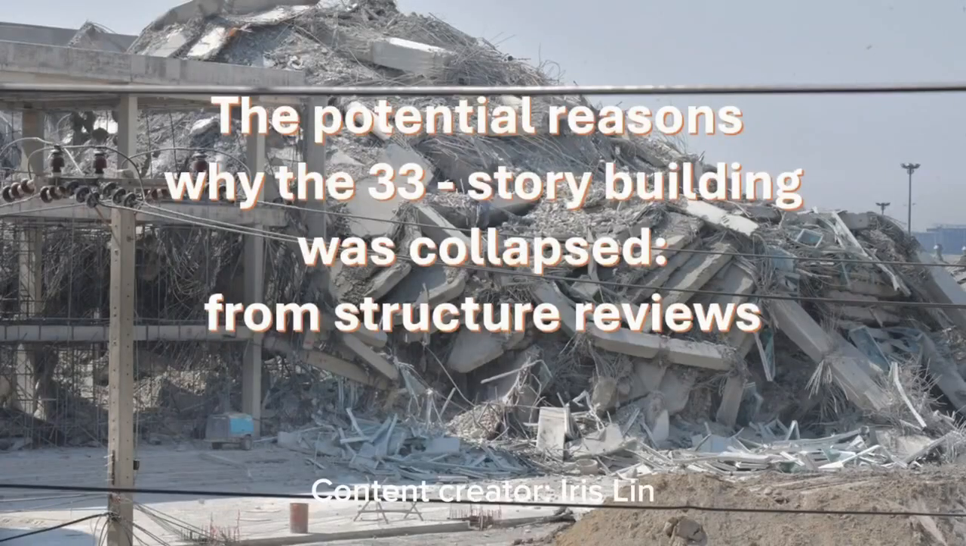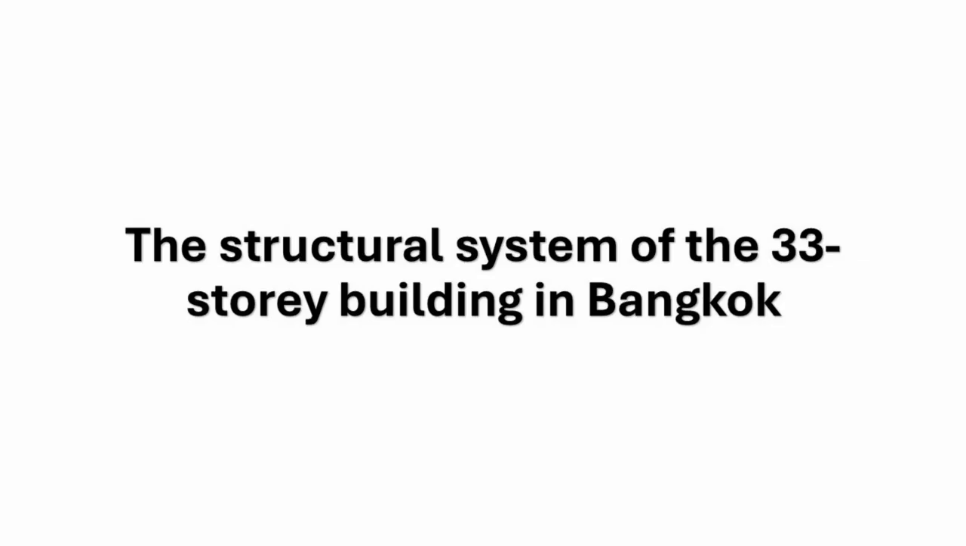Hello, my name is Iris, and in this video we are going to discuss how come there was a 33-story high-rise building collapse in Bangkok after the large earthquake happened in Myanmar, which is 1,000 kilometers away. First of all, we look at the structure system of this building.